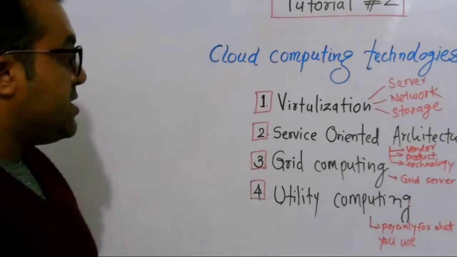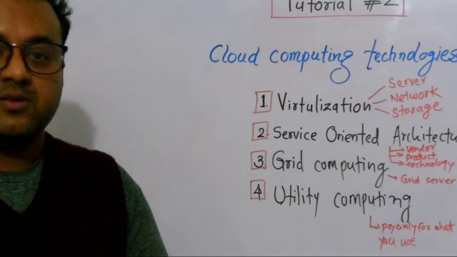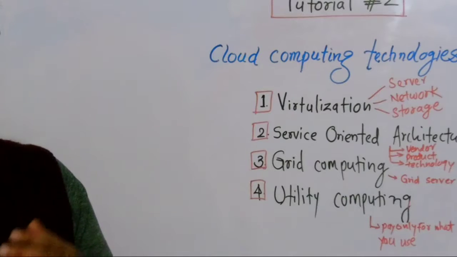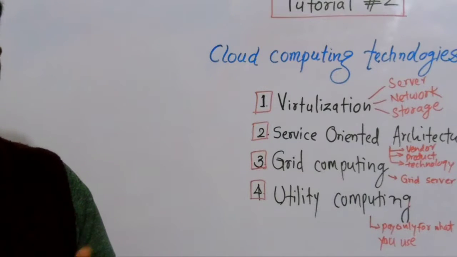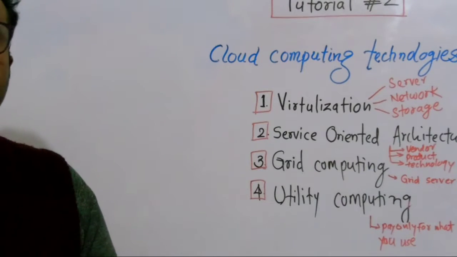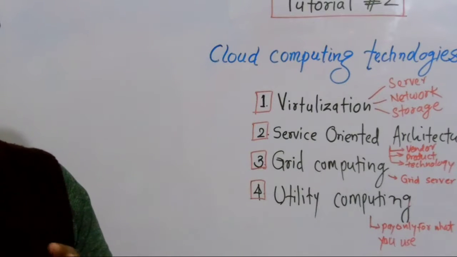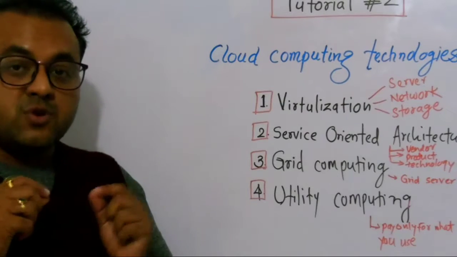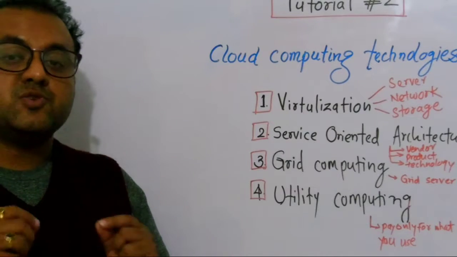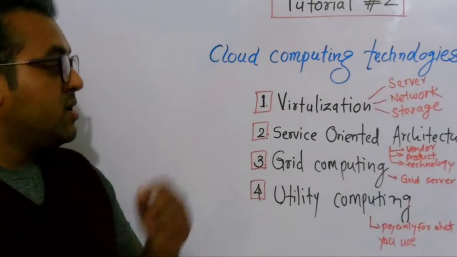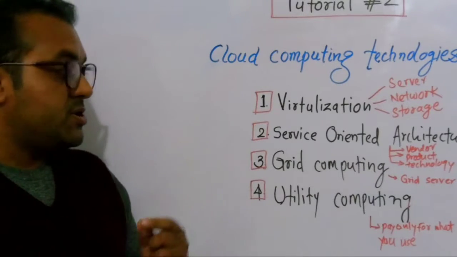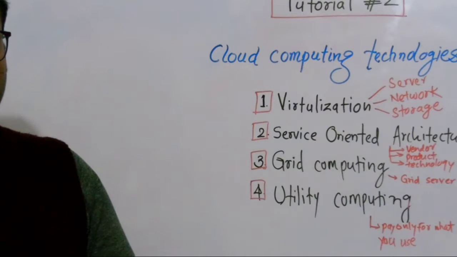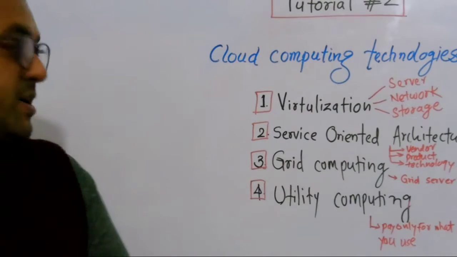Okay, so if you see here, the very first one is virtualization. So what is virtualization? You might have read or heard this word many times, right? In cloud computing, virtualization is the most important component. If you talk about virtualization, there are various kinds that come into the picture: server, network and storage, which are the main components of your data center. Those are virtualized now in cloud computing.